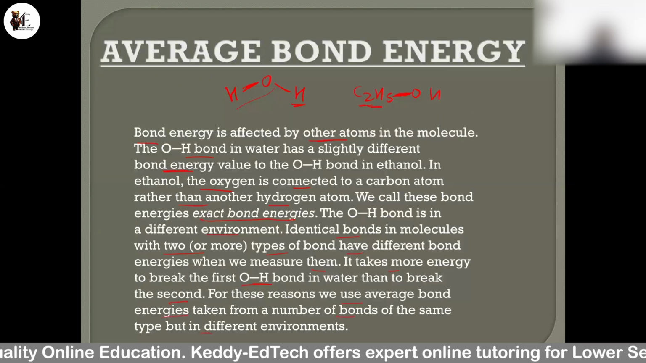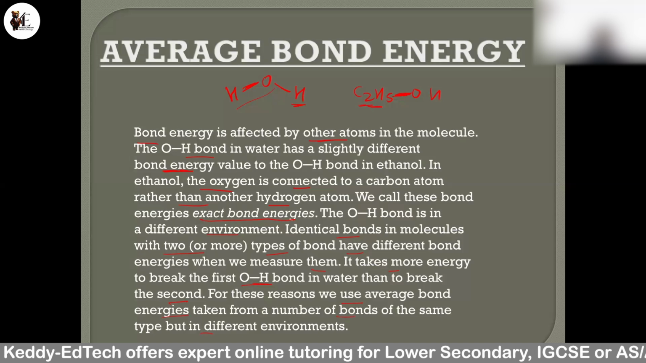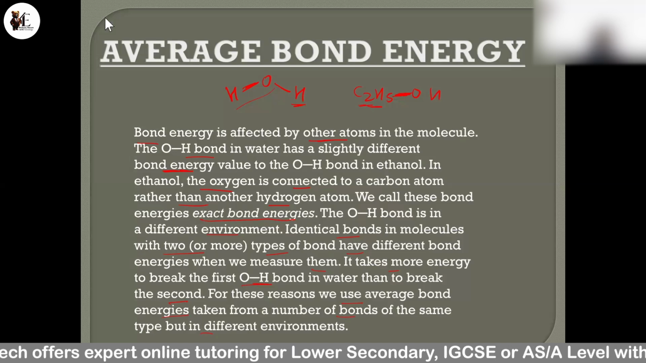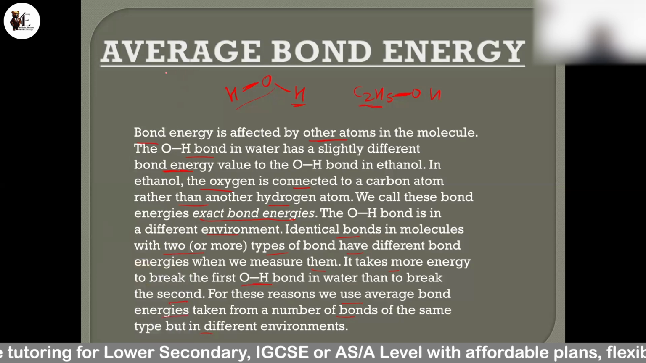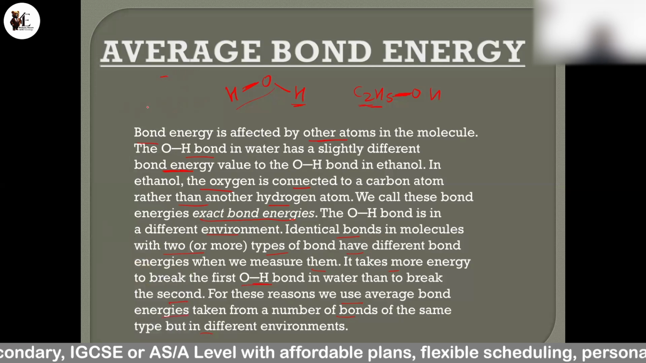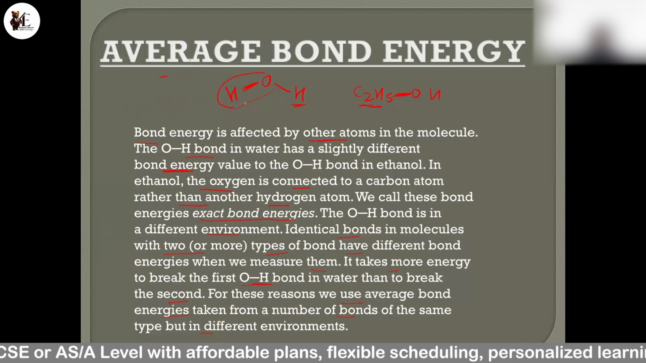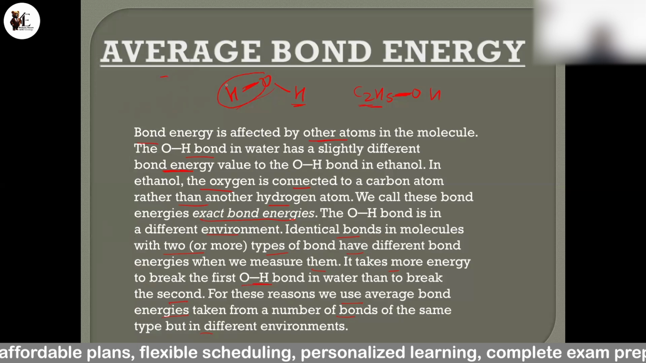Okay, write down the concept of average bond energy. So why is it called average bond energy? Because it is the average amount of energy which is needed to break 1 mole of a specific type of bond, in this case the OH bond, when it exists in different molecules.